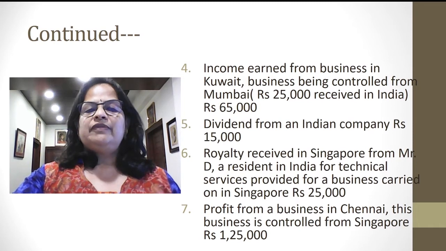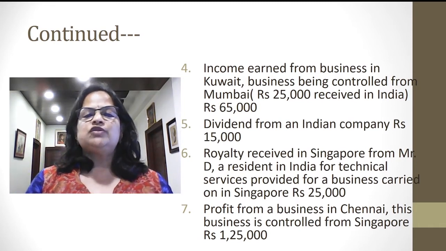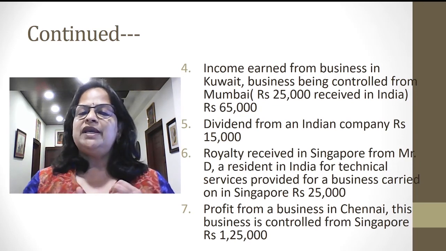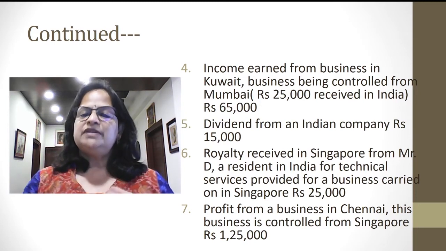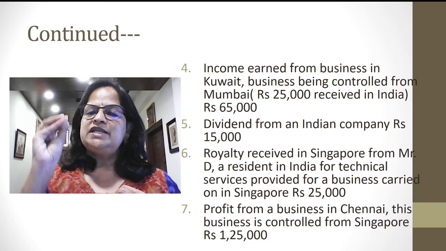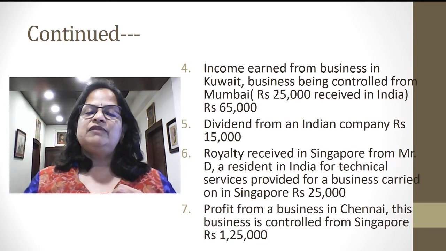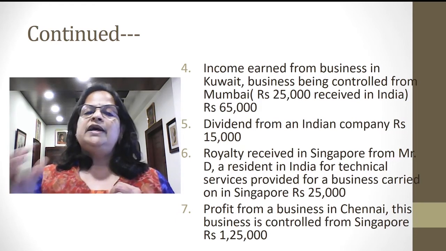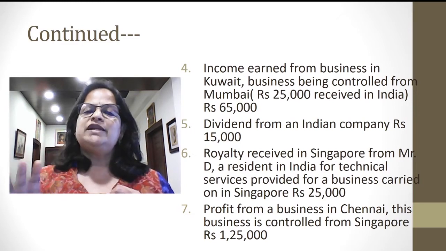Rule number 5. Question number 5. Dividend from an Indian company rupees 15,000. When I taught you section 10 exempted income, I told you again and again, dividend from an Indian company is exempted. This you have to remember when you calculate incidence of tax and income from other sources, when you do the computation. Because usually we will include this question and if the students are not thorough with that, they will write the value and they will get the wrong answer.